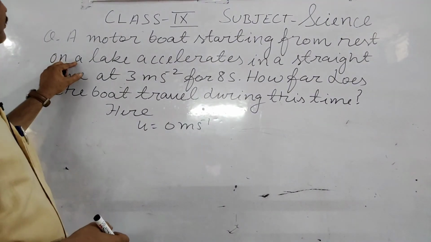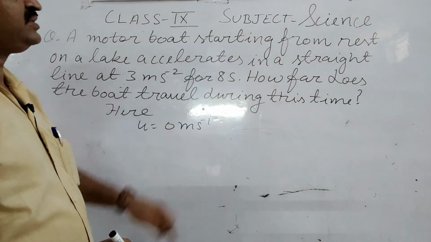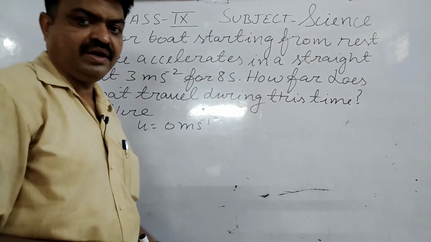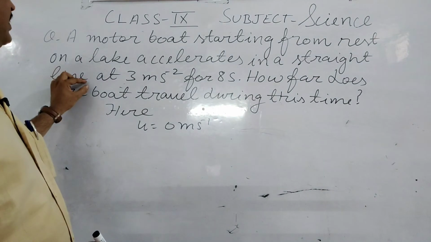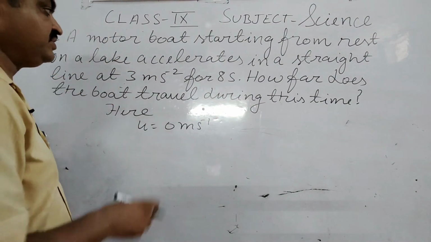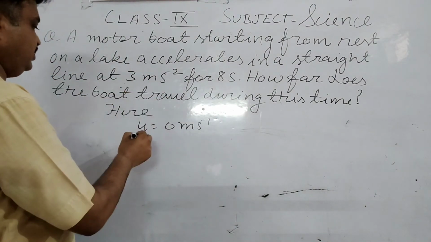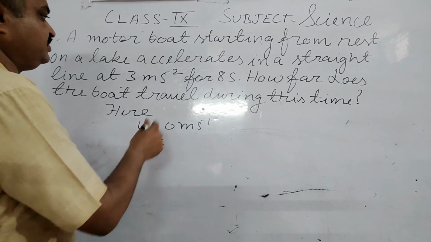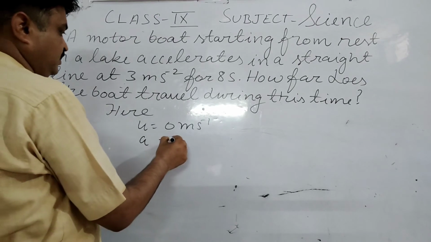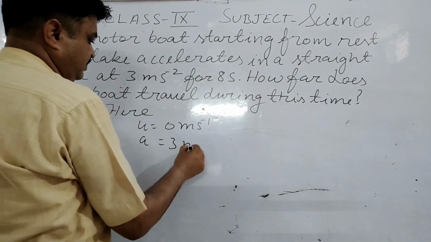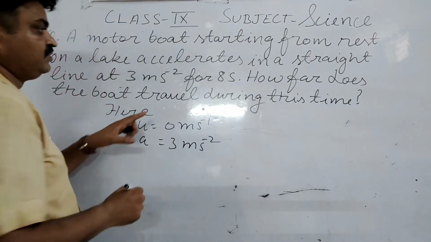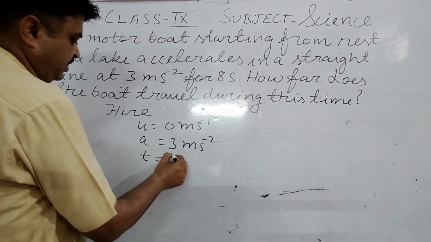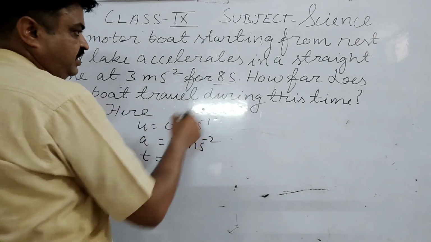On a lake, accelerates in a straight line at 3 meter per second square for 8 seconds, student. So in this, the acceleration is also given. What is it? It is 3 meter per second square. Time is given. What is the time here? It is 8 seconds.